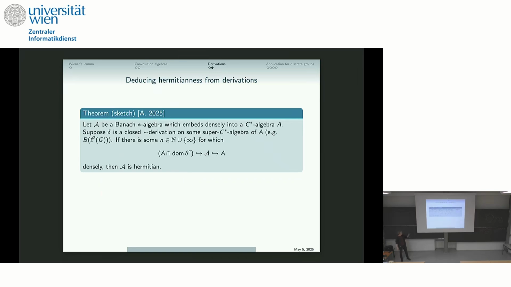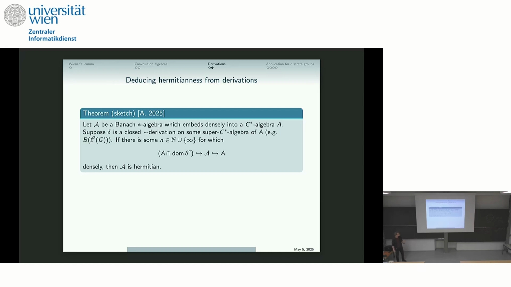I'll tell you then this main theorem, which I'll show you basically the sketch, only the parts that are truly the takeaway, and I'll hide some of the extra details that are actually truly necessary to be there, but they just sort of clutter the exposition. If I have curly A, a Banach star algebra, this is going to play the role, or L1 is going to stand in for this curly A later. If I have a Banach star algebra, which densely embeds into some C-star algebra, capital A, and I have some delta, which is a closed star derivation on some super C-star algebra, by which I mean a possibly larger C-star algebra, which A sits inside.